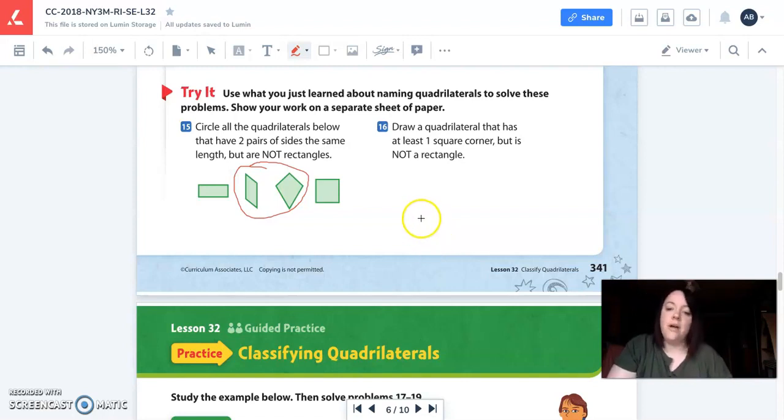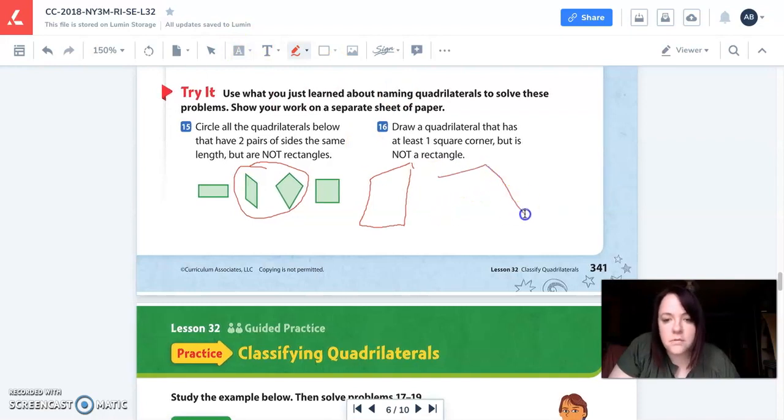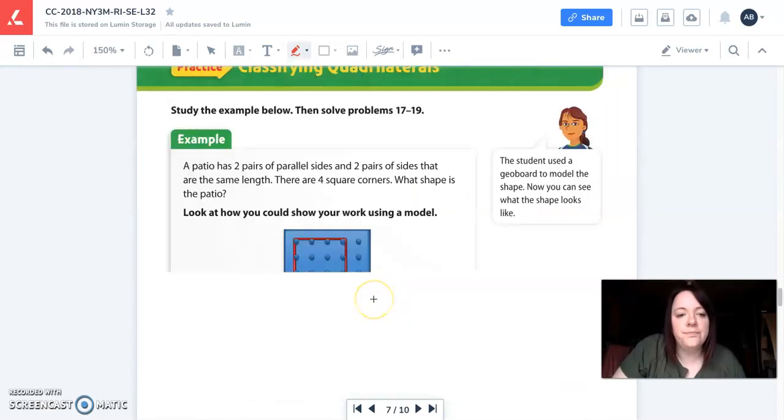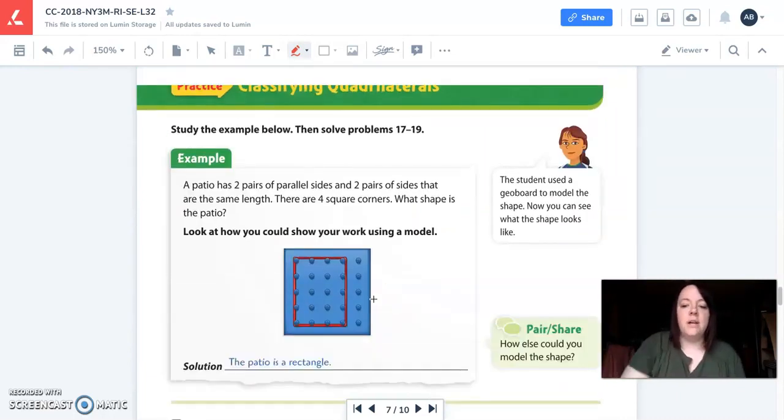Now it wants us to draw a quadrilateral that has at least 1 square corner. So I'm going to draw, it's supposed to be a straight line, but it doesn't. Okay. All right, there's 1, 2. That's supposed to be a little lopsided. Kind of looks like a little bit of a square. That's good. Okay, those are just some of the shapes. Now we need to practice classifying quadrilaterals.